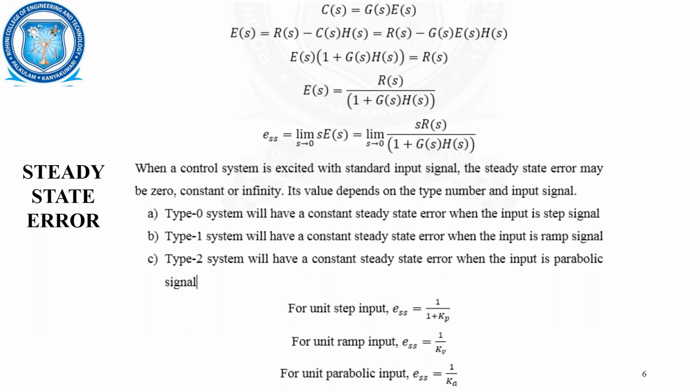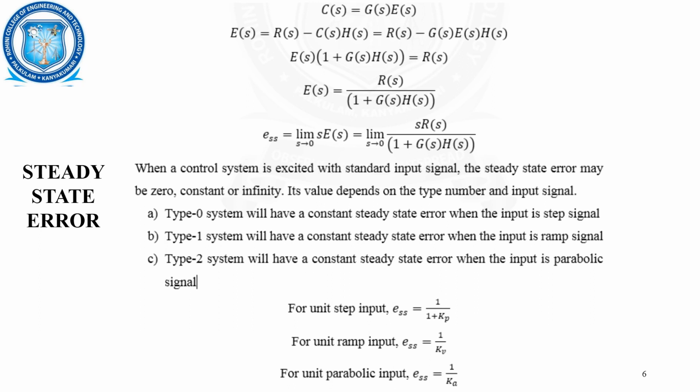In the steady state error condition, if it is a type 0 system, then we'll have a constant steady state error only when the input signal is a step signal. If it is a type 1 system, then we'll have a constant steady state error only when the input is a ramp signal, and in a type 2 system the input should be a purely parabolic signal. Only then we'll get the constant steady state error.